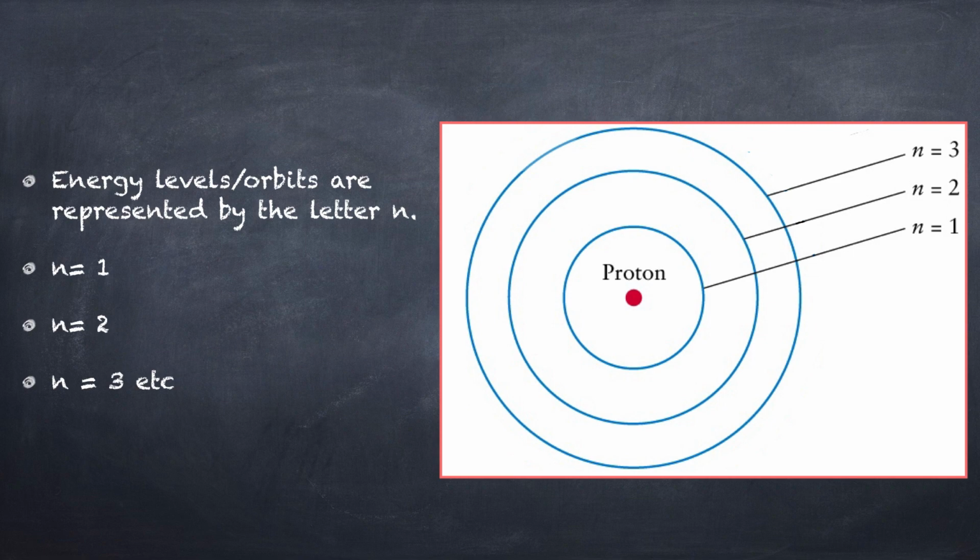Energy levels are represented by the lowercase letter n. The first energy level equals n equals 1. The second energy level n equals 2, third energy level n equals 3, etc. The following video will help explain Bohr's theory.